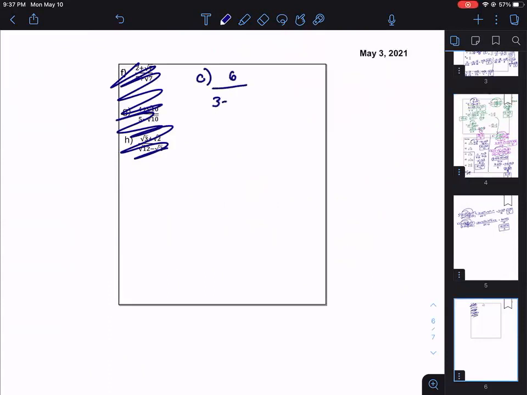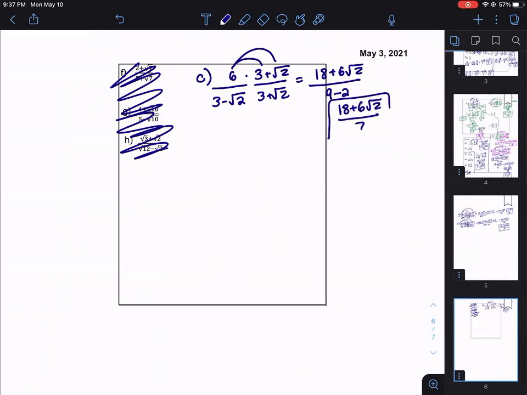So here is the letter C. The conjugate would be 3 plus radical 2. We're going to get 18 plus 6 radical 2 over 9 minus 2. That's 18 plus 6 radical 2 over 7, with no reducing possible.